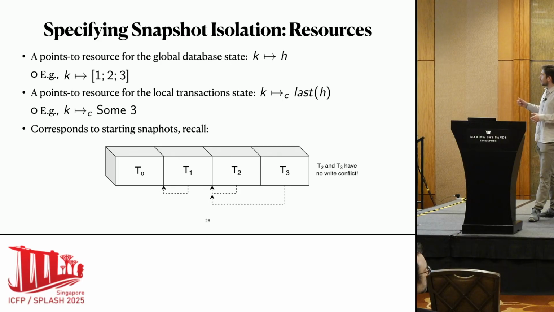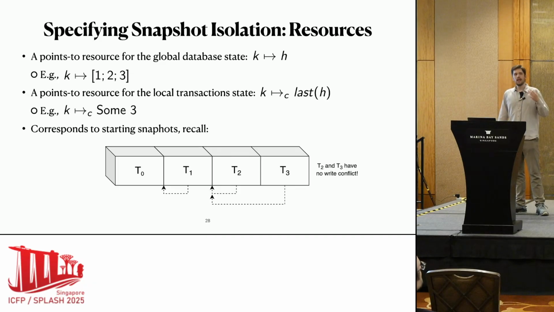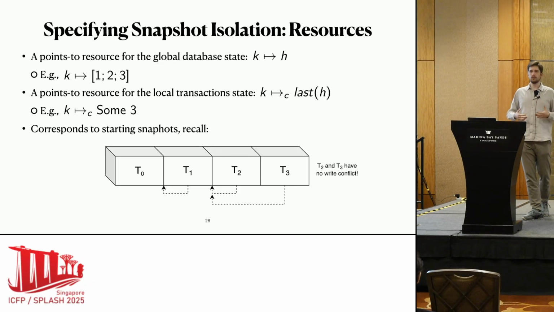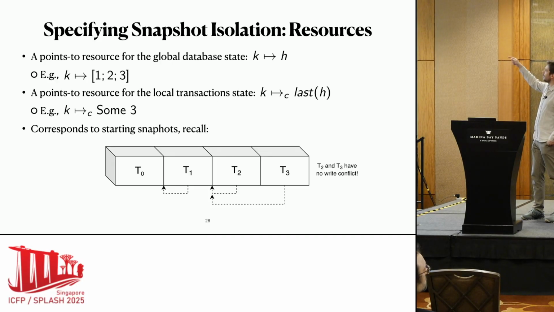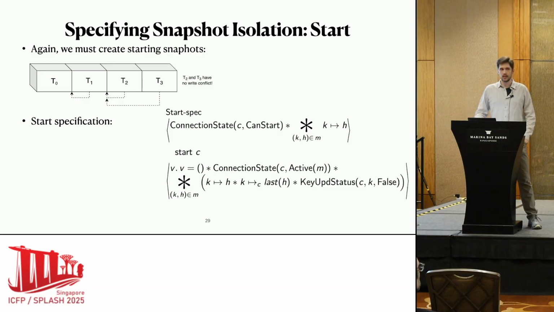And if we just recall a bit how snapshot isolation works, each transaction has to read from this starting snapshot. So when we are creating these local transactional resources, they have to be created based on the global database state. And if we want the latest snapshot, then we have to take the most recent value out of these histories. So if the history was 1, 2, and 3, then this local resource is going to point to Some 3. So let's see how this works around the start specification, which is responsible for creating these resources.